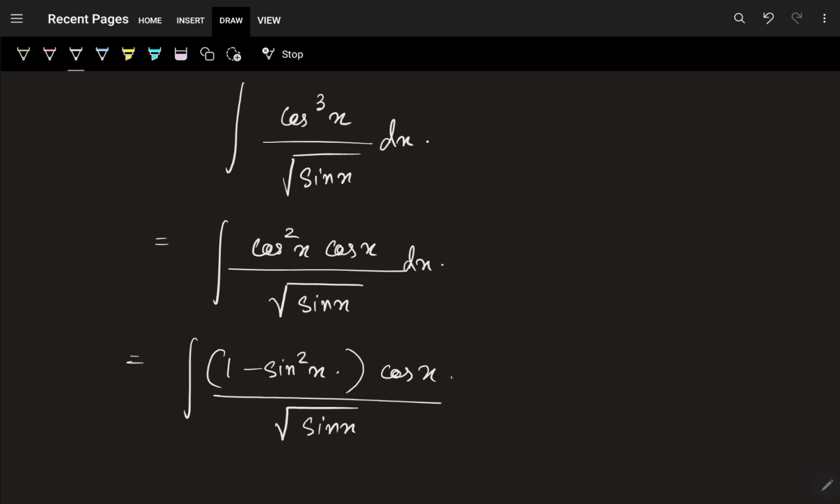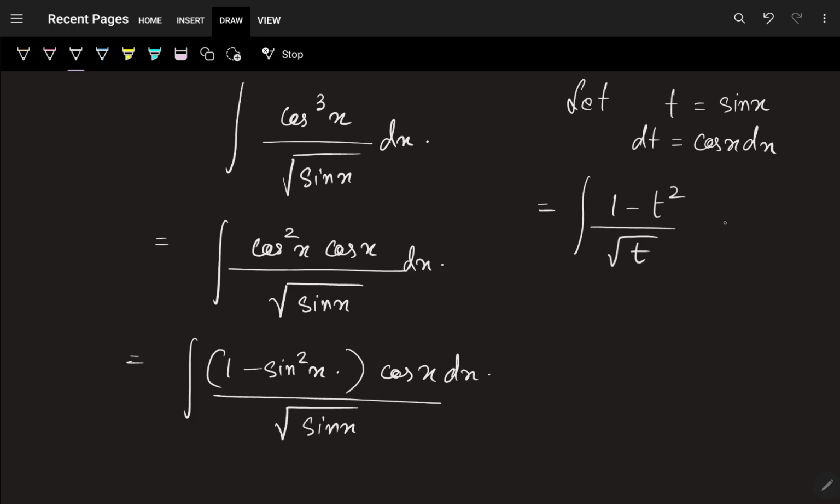Now the idea over here is, you let t as sin x. So if you let t as sin x, dt is going to be cos x dx. So my integral is basically going to be 1 minus t square upon root t dt. So we're going to split this: 1 by root t minus t square upon root t. This is going to be t to the power 3 by 2 dt.